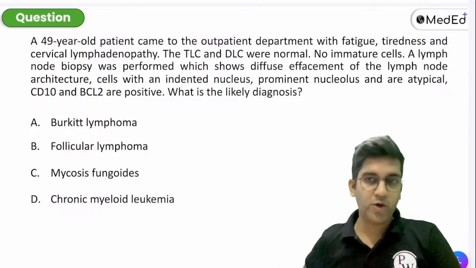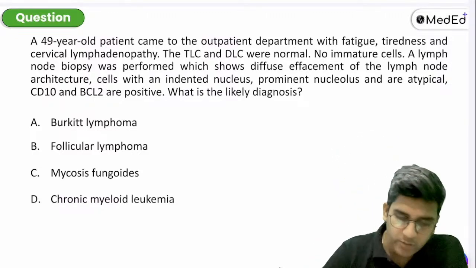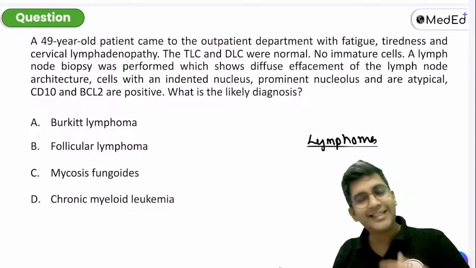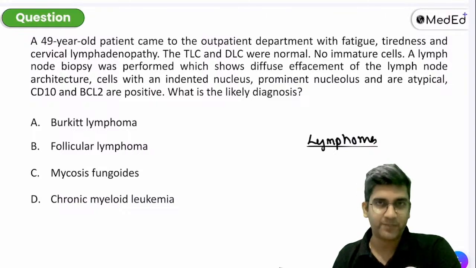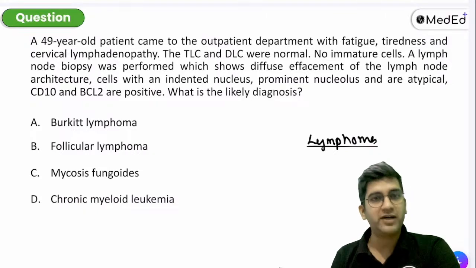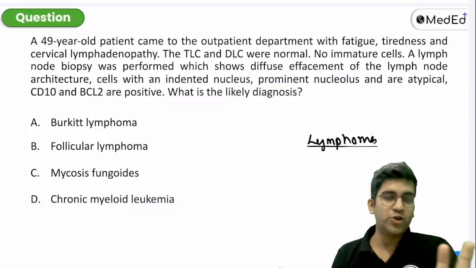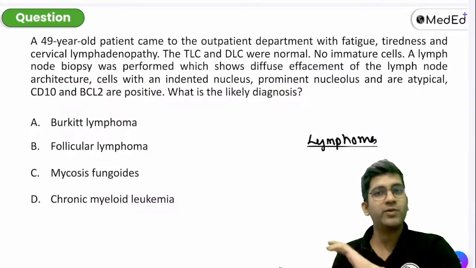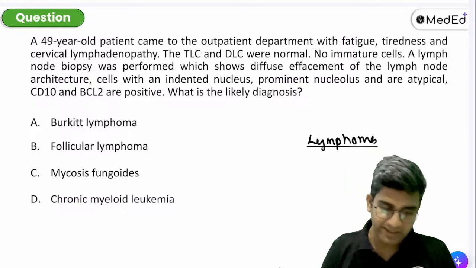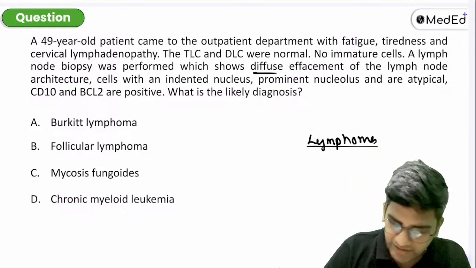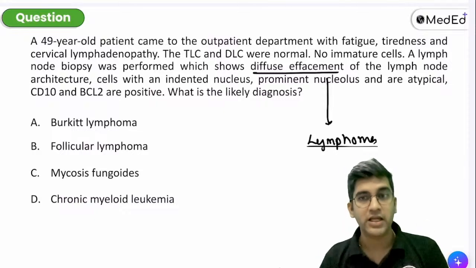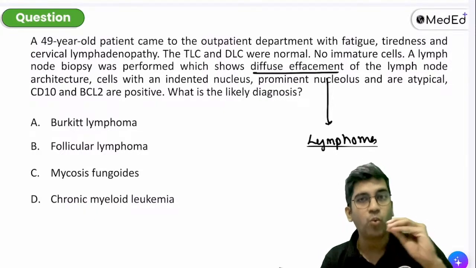Rahul, B. Okay, fine. Now let's have a quick look at lymphomas. The biggest issue with lymphomas is that the entire diagnosis is based on CD markers. Whatever lymphoma it is, the history is the same, lymphadenopathy. Microscopy is more or less the same, except for a few things like Burkitt's lymphoma, with its starry sky appearance. Any question that says diffuse effacement means I am talking about a lymphoma.